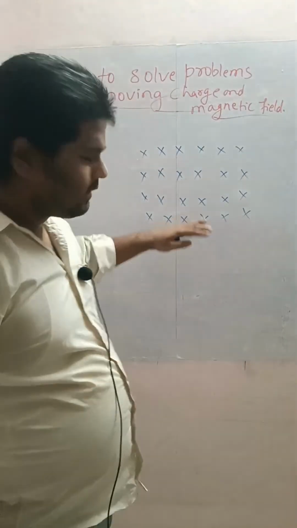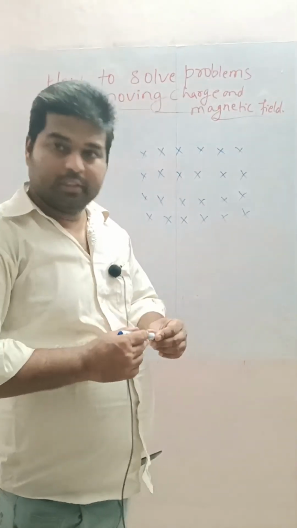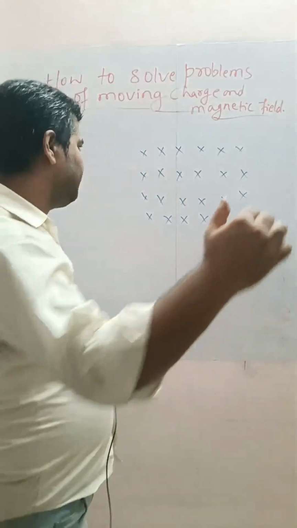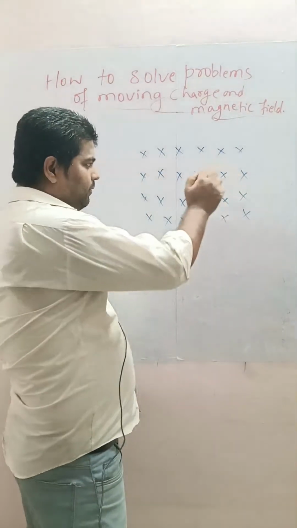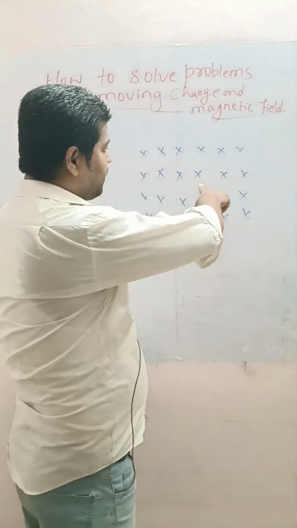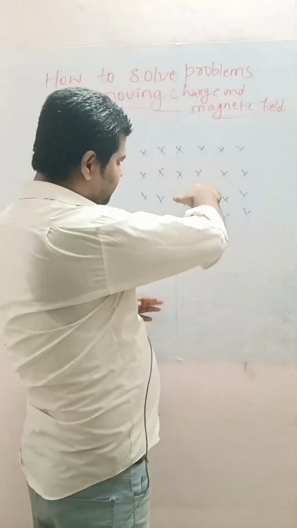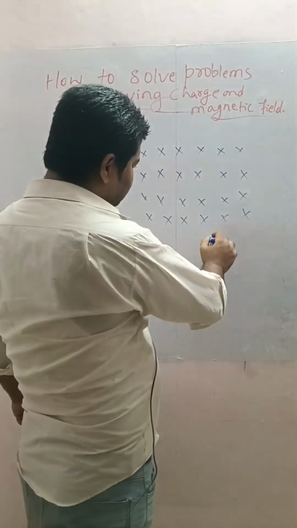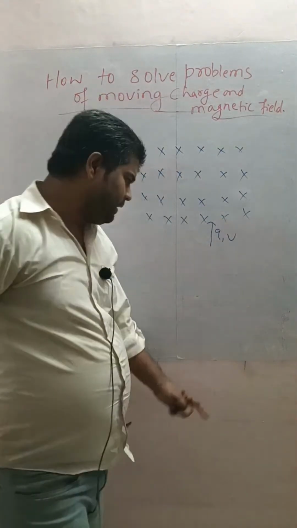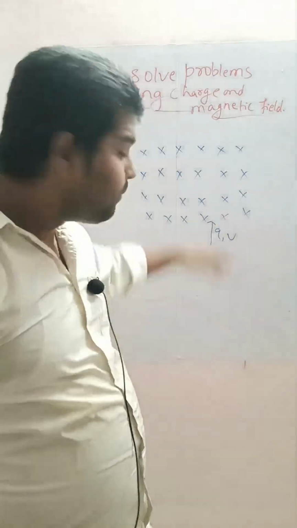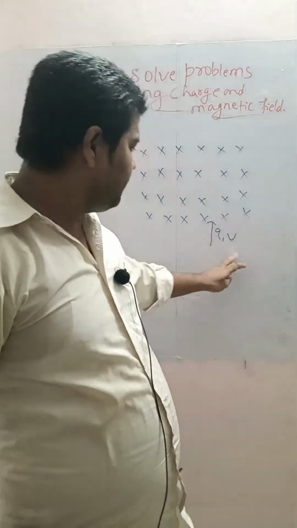See. This is the magnetic field. Understood? The magnetic field is into the plane. This is the direction of magnetic field. Now a charge is entering here with velocity v. This charge is entering the magnetic field with velocity v.